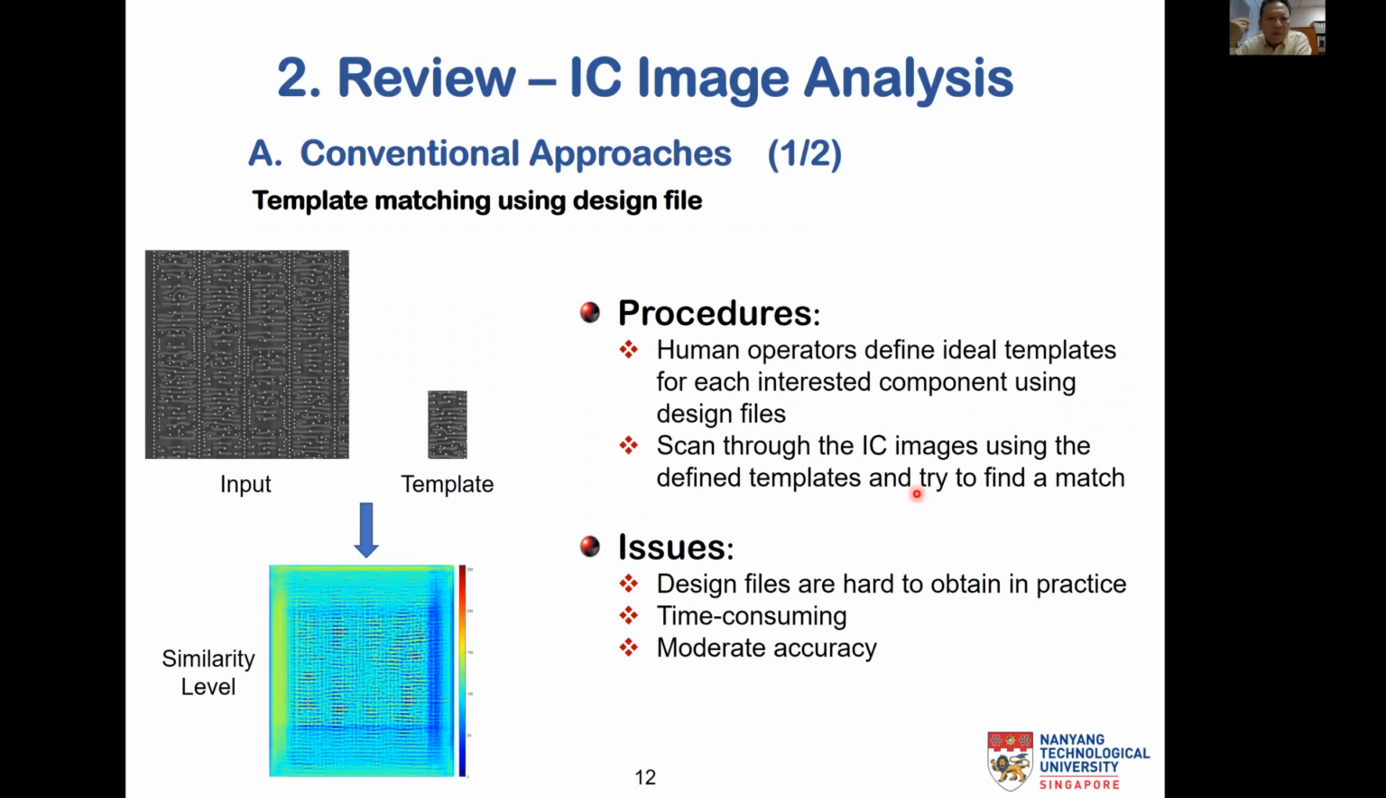The second conventional approach is template matching using a design file. It means that this is an image that we have. We have a template. For example, this particular template is an SRAM cell. Then I will compare this SRAM cell with every part of the image. So the human operator will define an ideal template for each component of interest using the design file and scan through the IC image using the design template and try to find a match. After you find a match, you will generate this similarity level. The red color one is for high similarity, the blue color one is for low similarity.